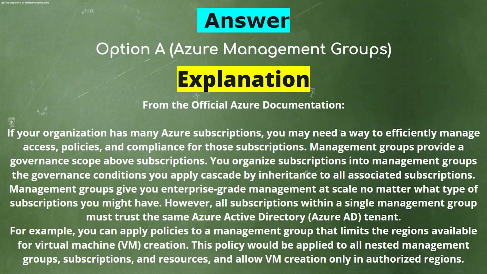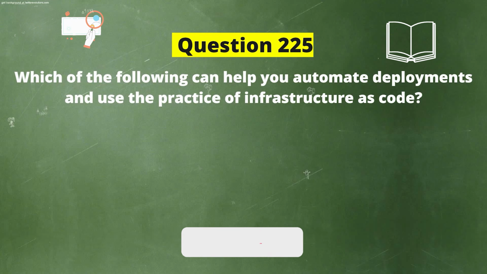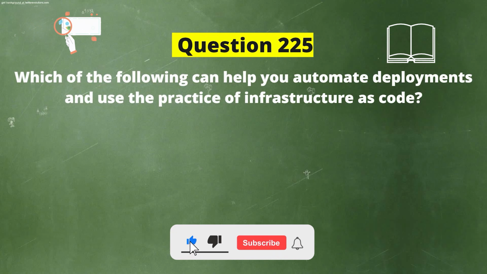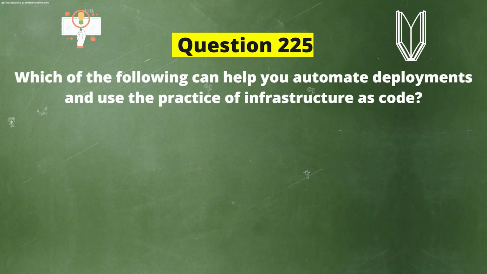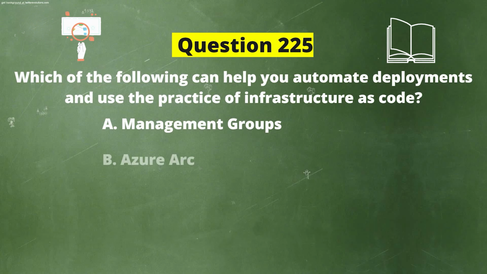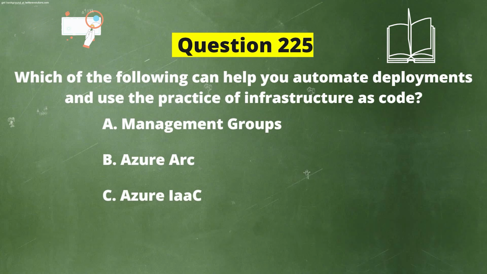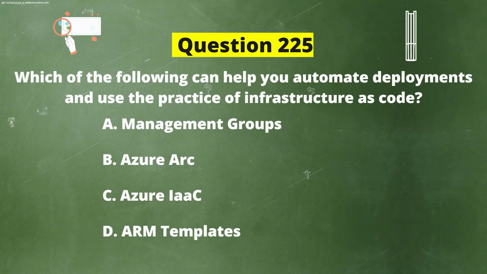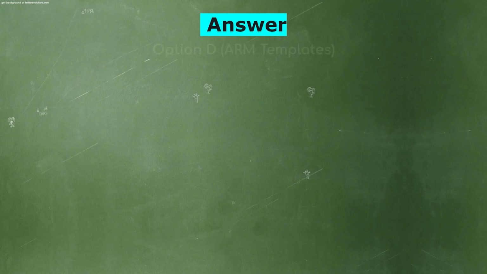For example, you can apply policies to a management group that limits the regions available for virtual machine creation. This policy would be applied to all nested management groups, subscriptions, and resources, and allow VM creation only in authorized regions. Next question. Which of the following can help you automate deployments and use the practice of infrastructure as code? And the options are A. Management groups, B. Azure Arc, C. Azure IaaS, D. ARM templates. And the correct answer is option D.